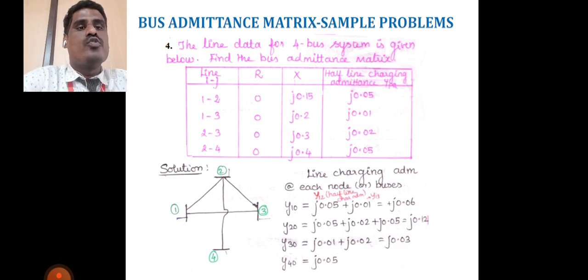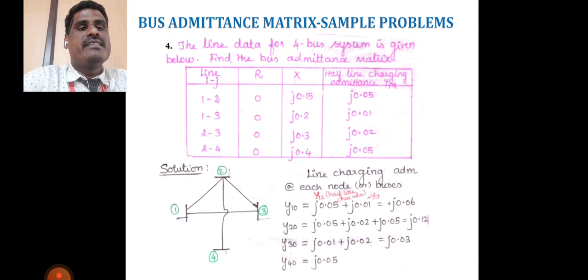That means 1 to 2 is j 0.15. The line 1 to 3 has reactance value j 0.2. 2 to 3 reactance value is j 0.3 and the line 2 to 4 reactance value is j 0.4. And in the third column, the line charging admittance Y by 2 value is given: j 0.05, j 0.01, j 0.02, j 0.05.